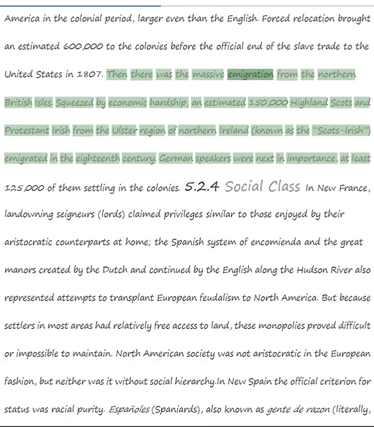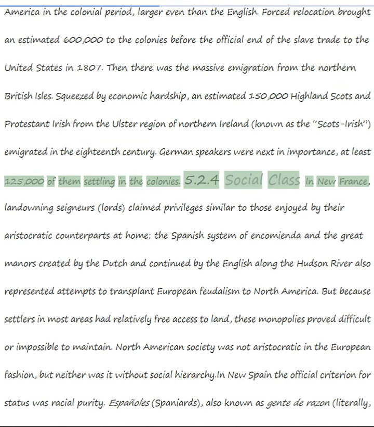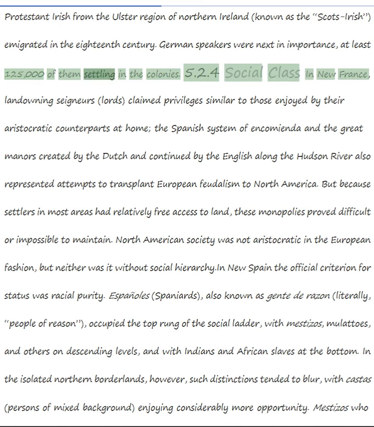Then there was the massive emigration from the northern British Isles, squeezed by economic hardship. An estimated 150,000 Highland Scots and Protestant Irish from the Ulster region of Northern Ireland emigrated in the 18th century. German speakers were next in importance, at least 125,000 of them settling in the colonies.